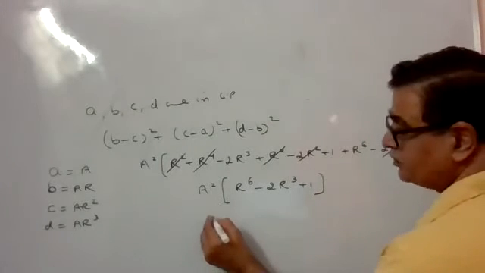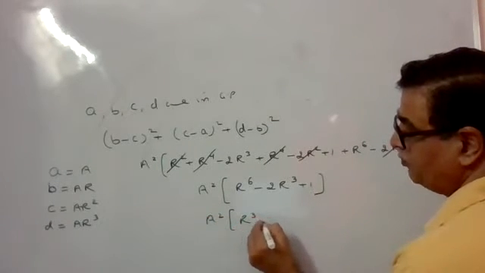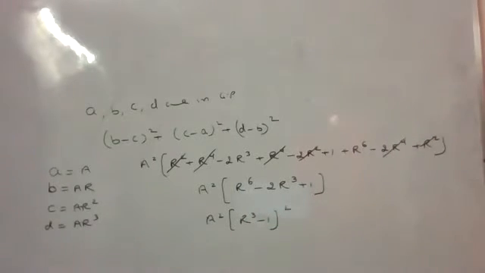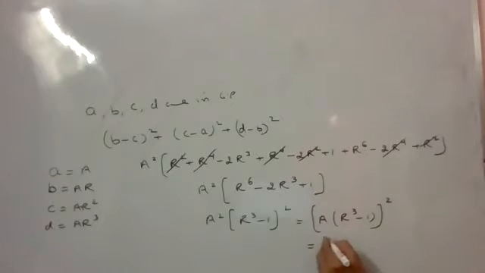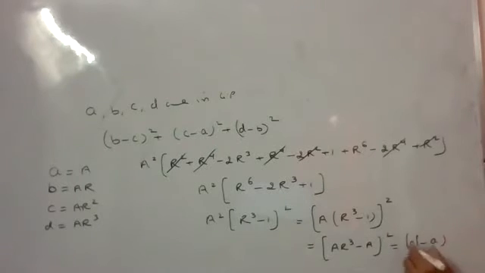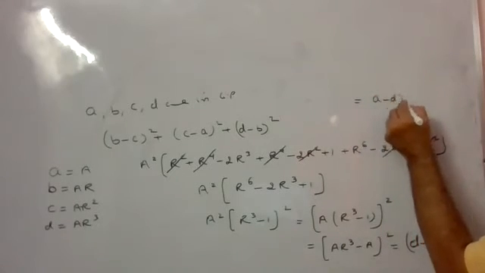What will this come? A square into R cube minus 1 whole square. Then we will write this as AR cube minus A whole square. AR cube is D, this is A. So what I get here is D minus A whole square. It is A minus D whole square or D minus A whole square, that is one and the same thing. So I'll write this as A minus D whole square.